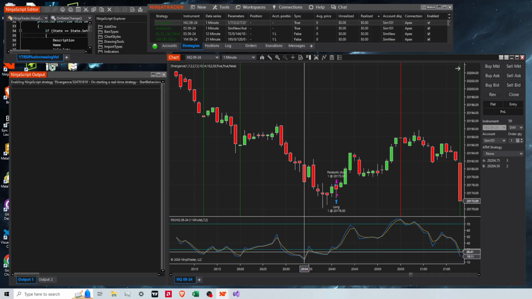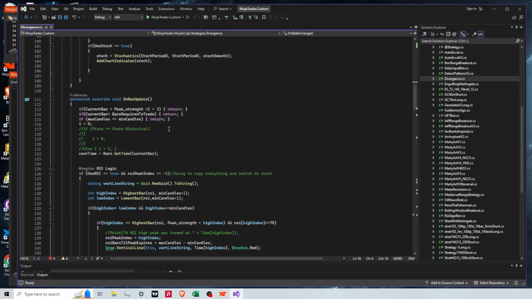So if your peak strength is 5, then this RSI value has to be lower than 5 candles before it and 5 bars after it. And then so on. So to make sure we have enough bars, we do peak strength times 2, plus 3, just to make sure we have enough.